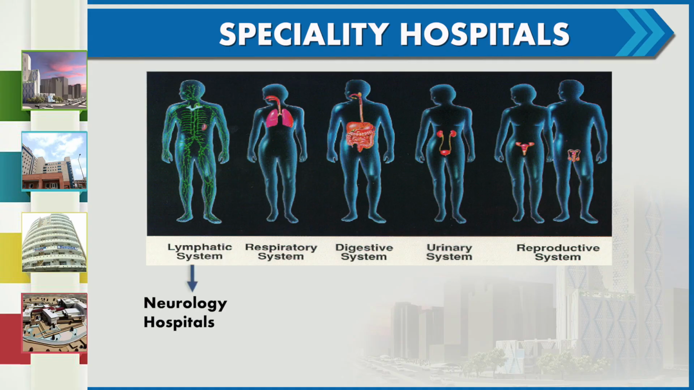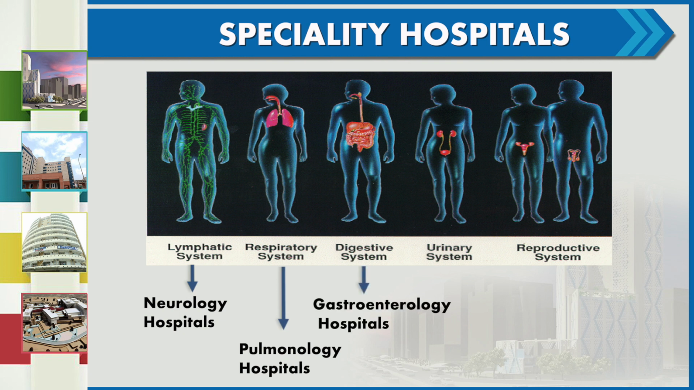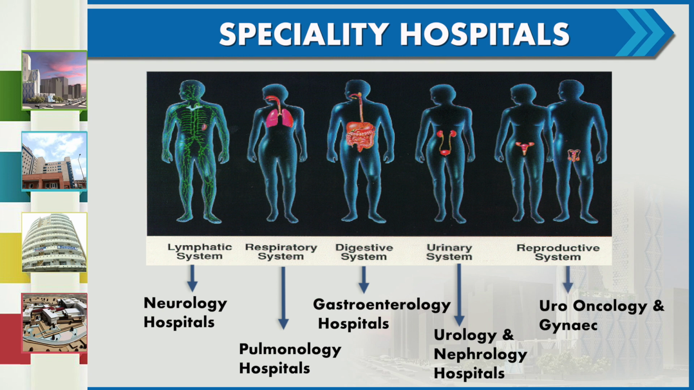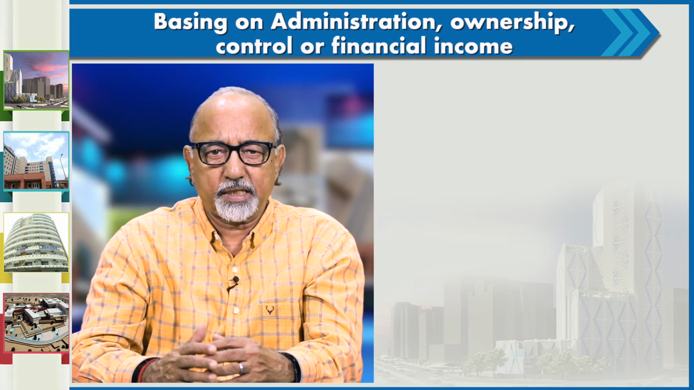Then we have speciality hospitals based on the various systems in the human body. So we could have a nervous system and a neurology hospital, respiratory system and a pulmonology hospital, digestive system and a gastroenterology hospital, urinary system and a urology or nephrology hospital. We have a reproductive system and we could have uro-oncology or gynecology hospitals.